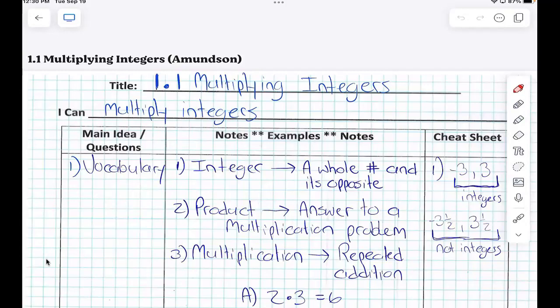All right, today we're going to talk about our notes that we finished called 1.1 Multiplying Integers. Class, can you multiply integers? Yes. I hope so, and if not, we're going to keep practicing until we can. Okay, so eyes should all be up on the screen. Pencils down. Eyes on the screen, pencils down.